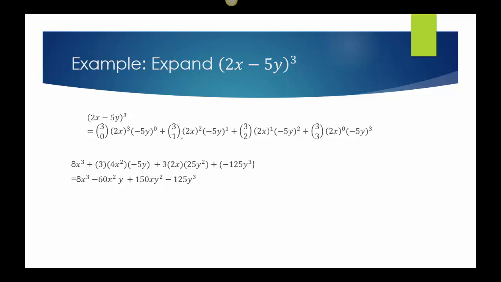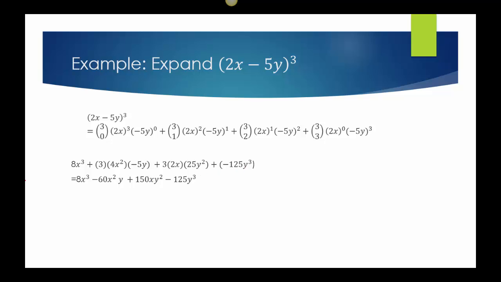3 choose 1 is 3, 2x squared gives me 4x squared, and this is negative 5y, so you can see I put those in. 3 choose 2 is just 3, 2x to the 1 is 2x, the negative 5y squared is 25y squared. And then the last term, 3 choose 3 is 1, 2x to the 0 is 1, negative 5y cubed is negative 125y cubed.